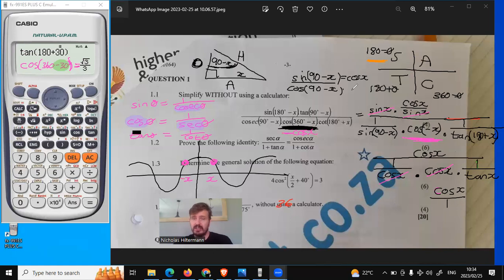It's not always the same, but especially in N4, in matric they're a bit kinder. In N4, they're not always as kind. In matric, I'll tell you, you always turn tan into sine over cos. But we've already seen a couple of questions where it's better to leave it the same. But 1/tan, and we know tan is sine over cos.